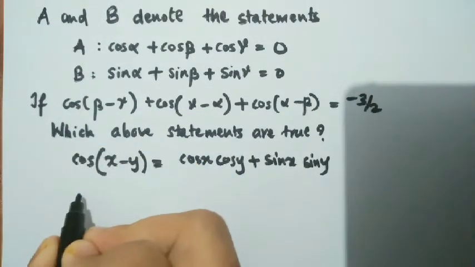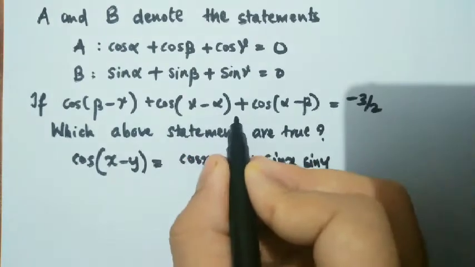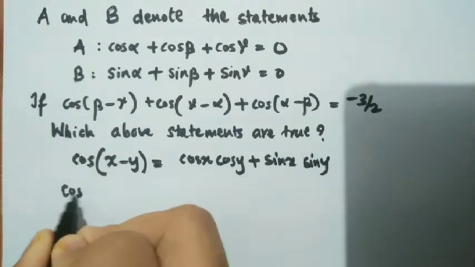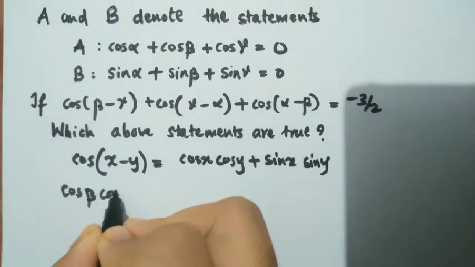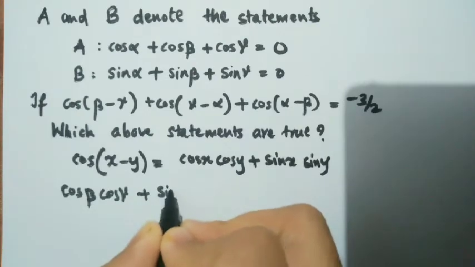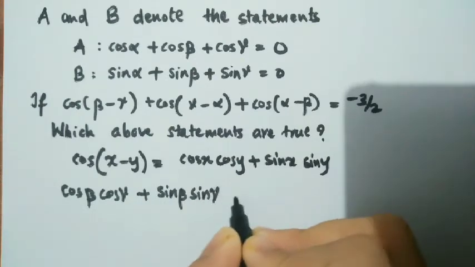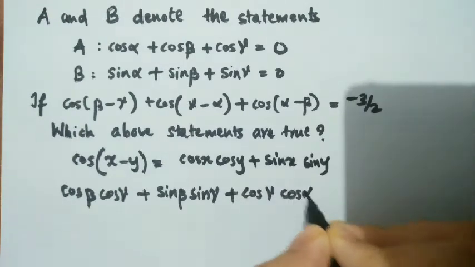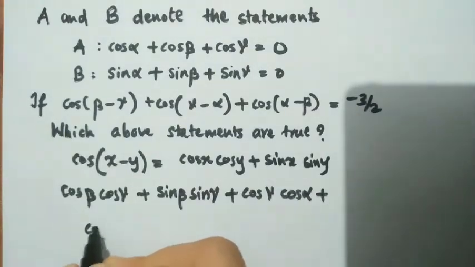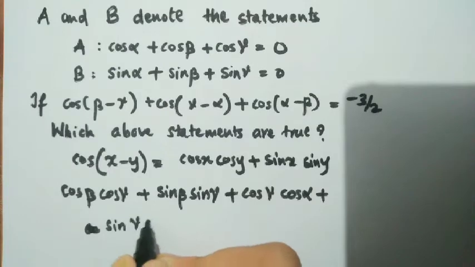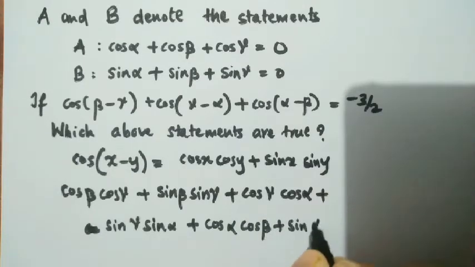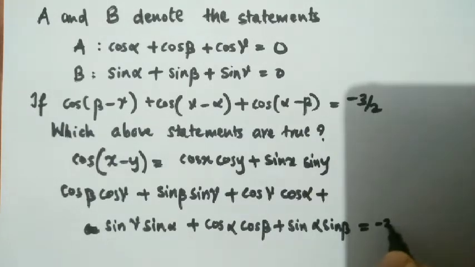So cos(beta minus gamma), cos(gamma minus alpha) and cos(alpha minus beta) can be expanded using this expression. Cos(beta minus gamma) becomes cos beta cos gamma plus sin beta sin gamma, plus cos(gamma minus alpha), which is cos gamma cos alpha plus sin gamma sin alpha, plus cos(alpha minus beta), which is cos alpha cos beta plus sin alpha sin beta, equal to minus 3 by 2.